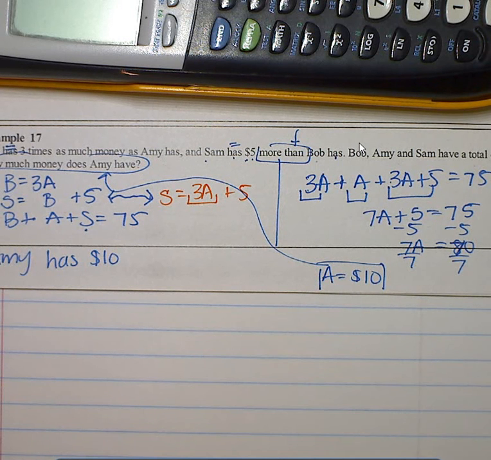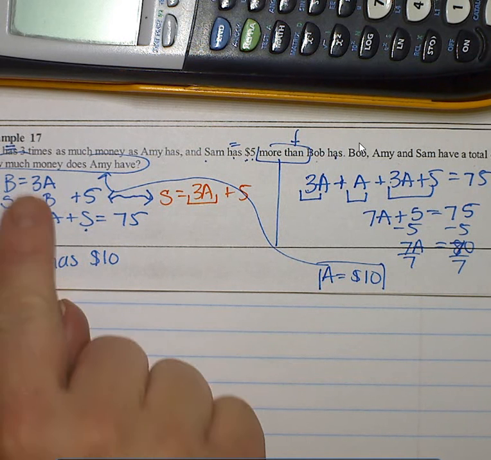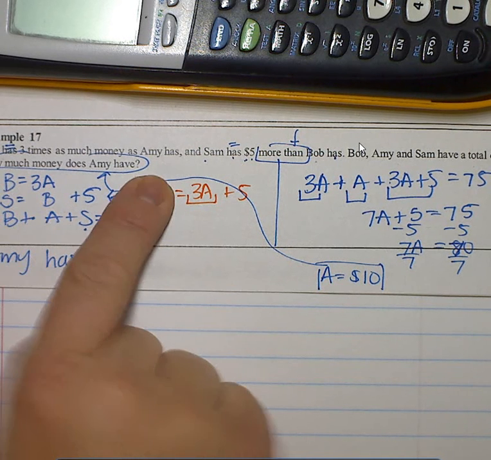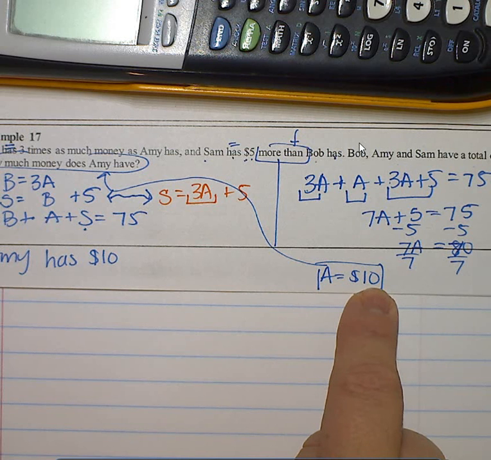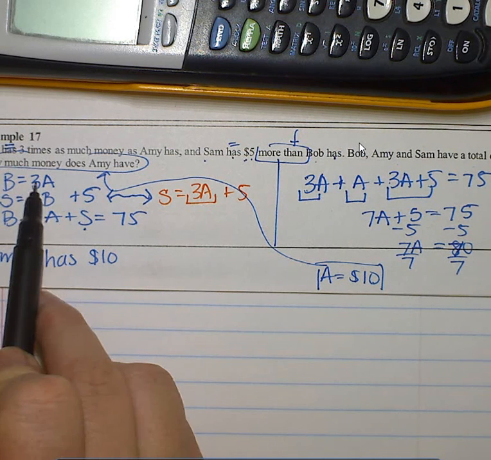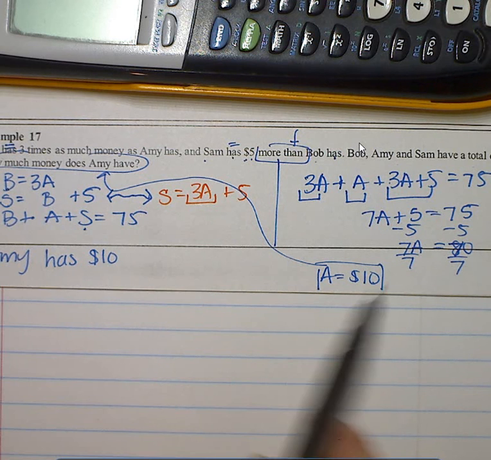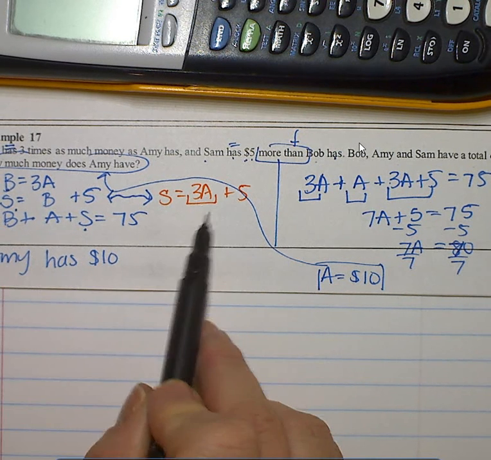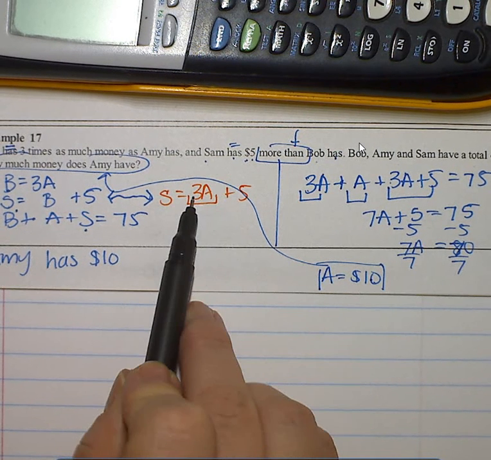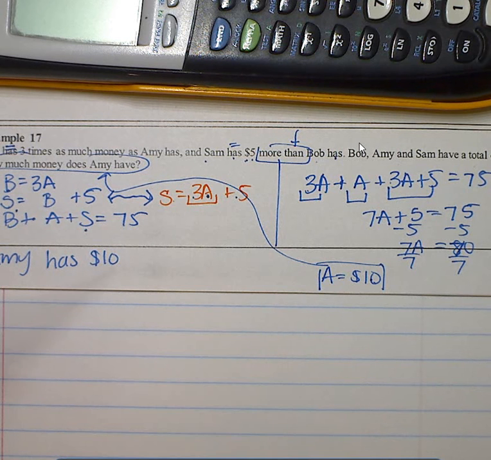I solved and received an answer of A equals 10. Then I went back to the question, how much money does Amy have? Well, A equals 10. What if they would have said, how much does Bob have? Well, if A equals 10, we would say Bob has 30. What if they asked for Sam? Well, if A again equals 10, 3 times 10 is 30, plus 5, Sam would have 35.